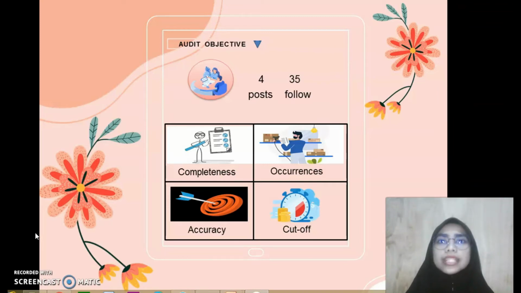This is to make sure of the occurrence of the sales transaction. The third one is accuracy. The sales amount should be recorded properly and accurately. Lastly is cut-off. The sales transaction should be recorded in the proper period.